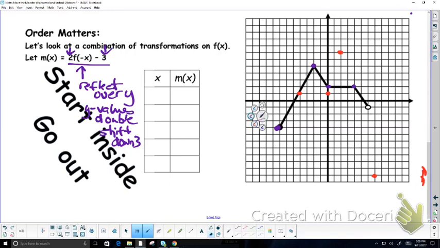Okay, then we've got the open circle is going to reflect over 1, 2, 3, 4, 5, 6. Whoops. My bad, that should be in red. Then it's going to double, which should go to here, and then it's going to subtract 3. So 1, 2, 3.